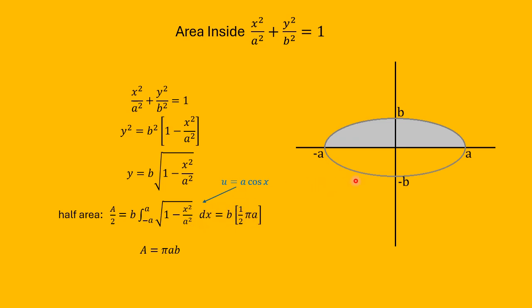So the full area of the entire ellipse, top and bottom part, A, is equal to pi times a times b. A is more or less half of this principal axis length. B is half of this secondary axis length. They kind of play the roles of radii in circles, but in this case we're looking at ellipses.